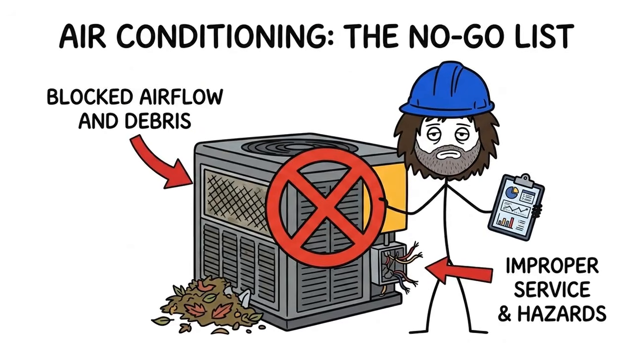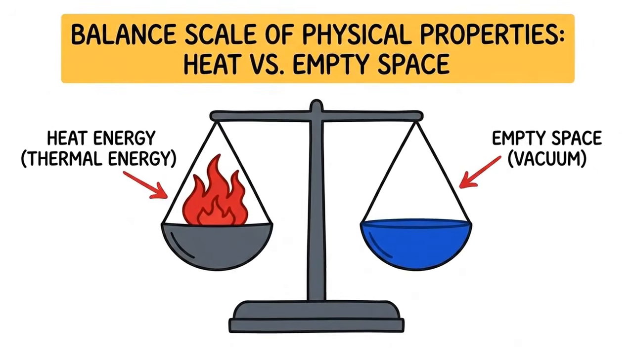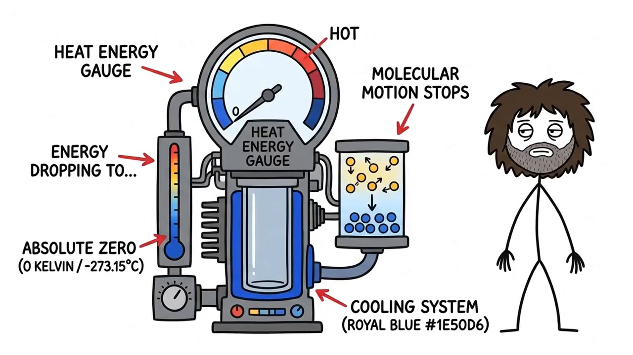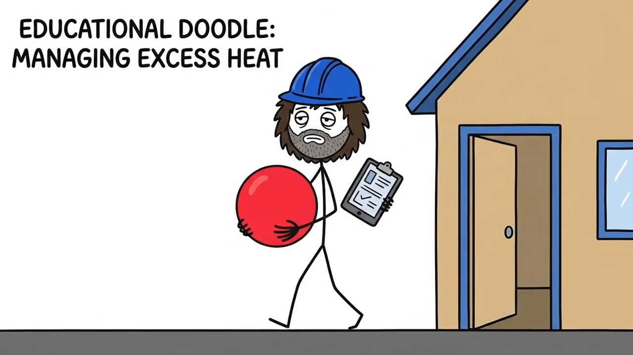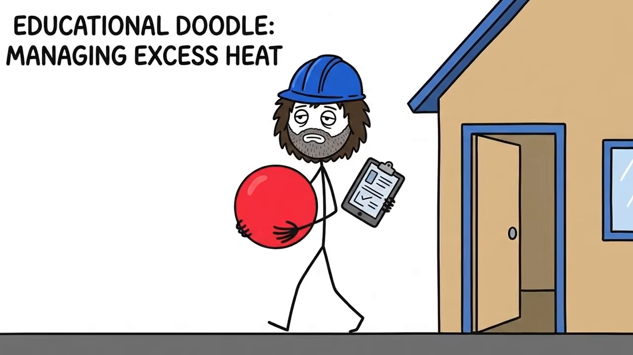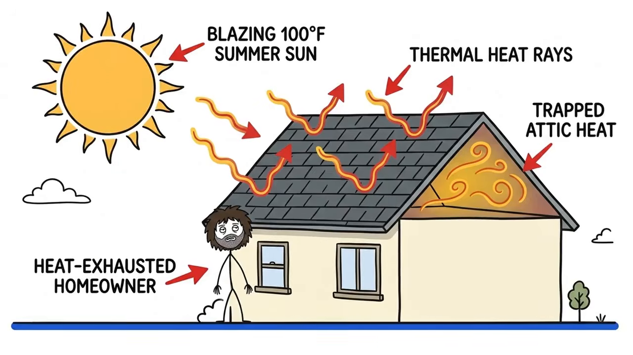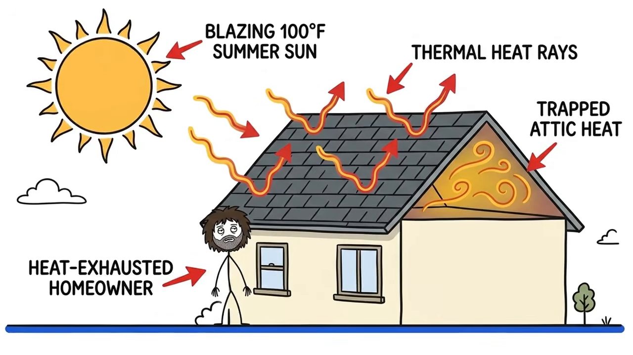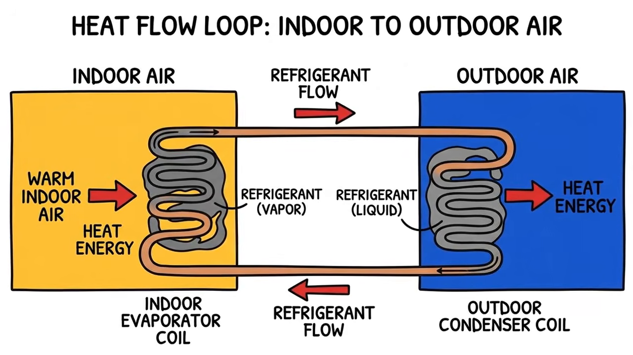There is no machine inside your home that actually creates cold. In physics, cold is not something you can manufacture. Cold is simply the total absence of heat energy. Your central air conditioner does something far more impressive than making cold air. It continuously steals heat from inside your rooms and dumps it outdoors. It repeats this thermal transfer process over and over again, even on a blistering 100-degree summer day.